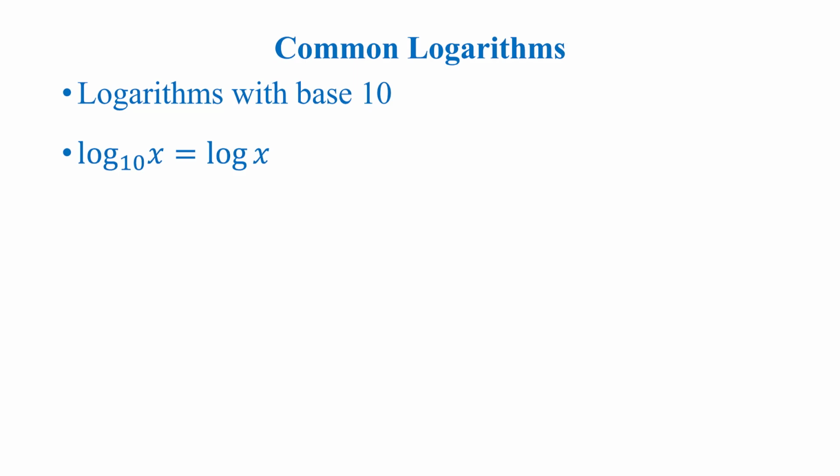And because common logarithms are common, we frequently write the common logarithm with base 10 as simply log of x. Here, log of 10,000, think of this as being log to the base 10 of 10,000. It would be the power that I raised 10 to get 10,000. So we can write log of 10,000 as being equal to 4.